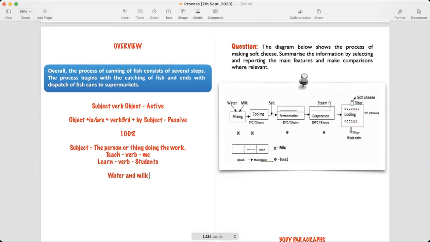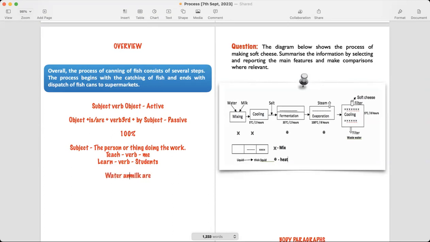Then I'll decide whether to write is or are depending upon the object. Water and milk are two things, so depending upon singular or plural. If it's plural, I'll use are. If it's singular, I'll use is. Here the object is plural. There are two things. That's why I'm using are. If it was only milk, I would have written is. So that's how we are doing it.